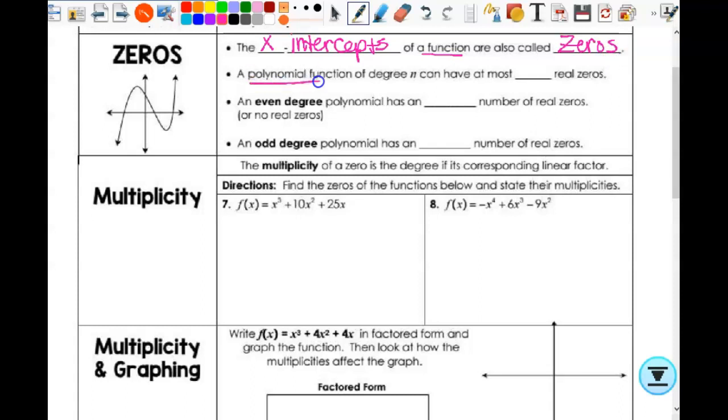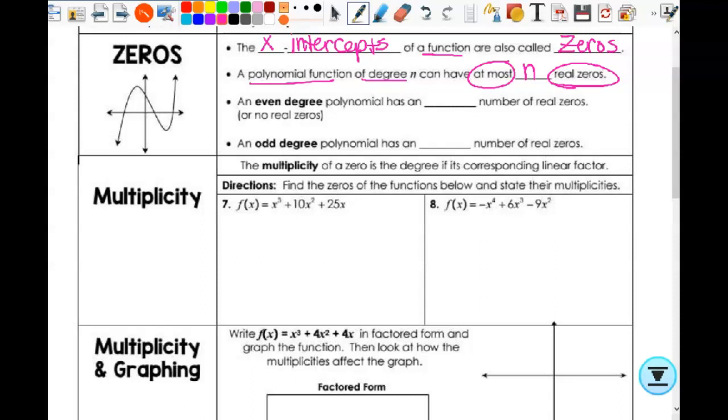A polynomial function of degree n can have at most n real zeros. So a polynomial has n zeros, period. But it doesn't necessarily have n real zeros. But the most it could have would be n. So yesterday when we did some of those factorings, we had a 5th degree polynomial. We ended up with 2 imaginary roots and 3 real roots, okay? So it was a 5th degree polynomial, but we only had 3 real roots, but a total of 5. That's why it says at most, because if we're just talking real ones right there, but we're going to be looking at both.